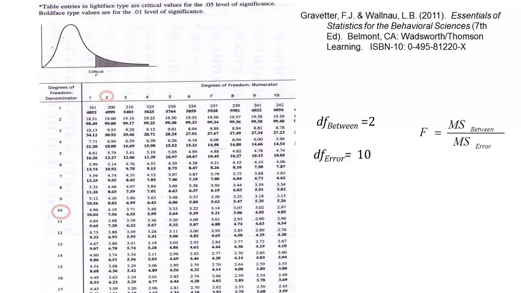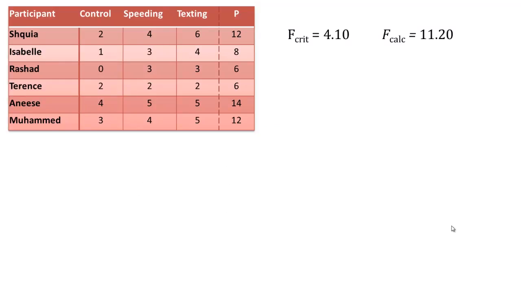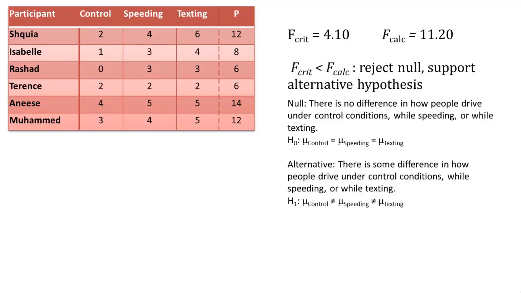So we have 2 in the numerator, 10 in the denominator. And when you put your fingers together and see where they meet up, that comes up with an F critical value of 4.10. So we know our F crit and our F calc, and we can see that our F critical value is smaller than our F calculated value. So we're rejecting our null and supporting the alternative hypothesis. And we can see that our alternative hypothesis is that there is some difference in how people drive under control conditions while speeding or while texting.